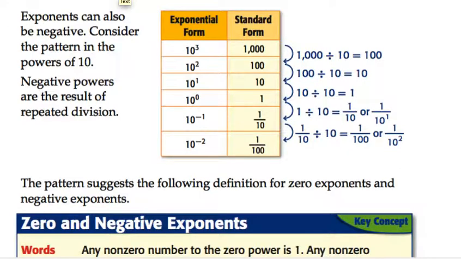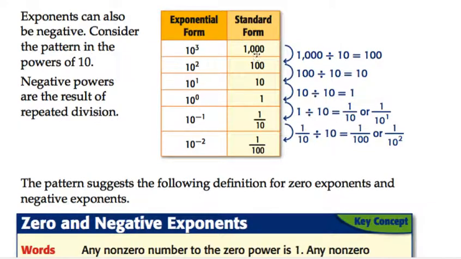All right, so exponents can be positive or negative. This is an example, or I guess a rule that's going to show you how you can go ahead and get negative exponents. If you look at this table, the standard form of the number 1000, if we want to write it in exponential form, that's really 10 to the third power. It's 10 times 10 times 10.